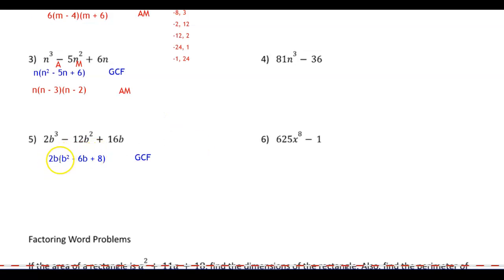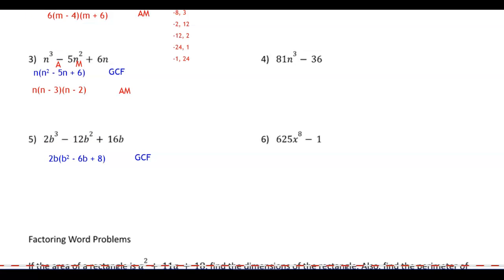All right, the GCF is 2b. No, I think it's 2b. 2b to the third, 12b squared, and 16b, they all have at least one b, and they all have 2 as a common factor in terms of the numbers. Okay, 2b comes out, b squared minus 6b plus 8 is inside.